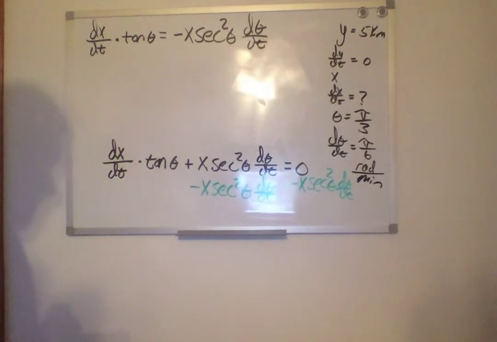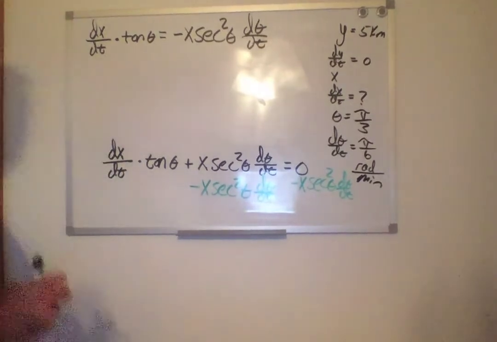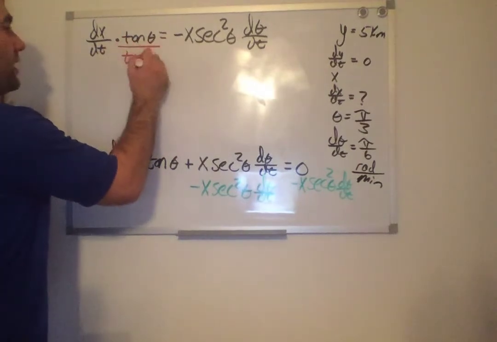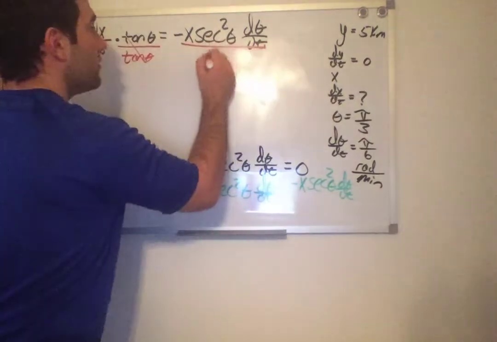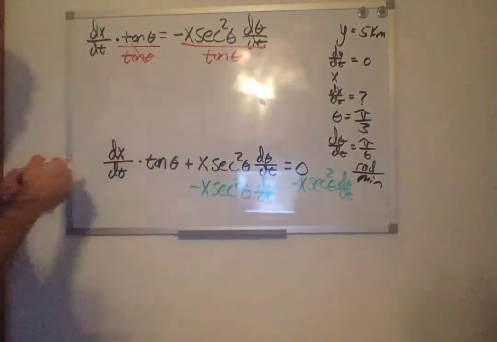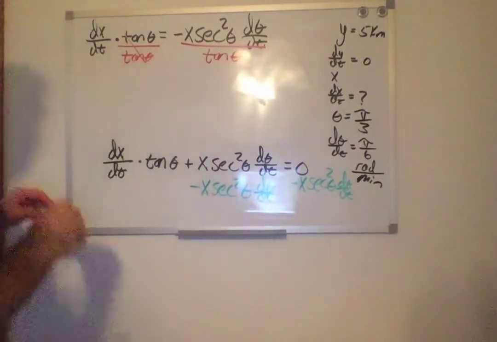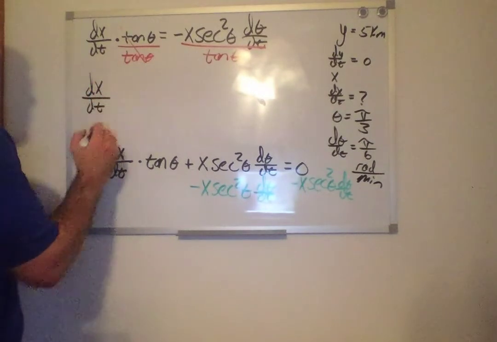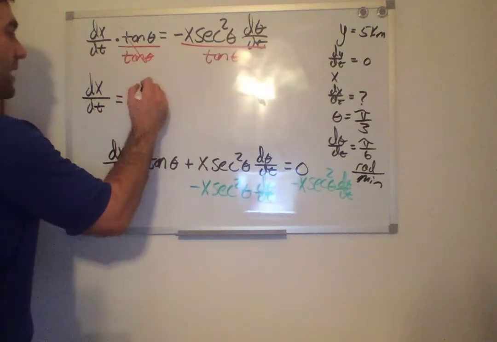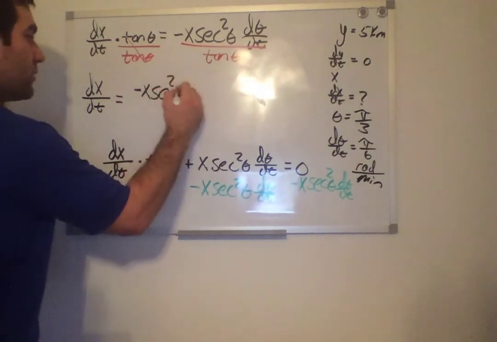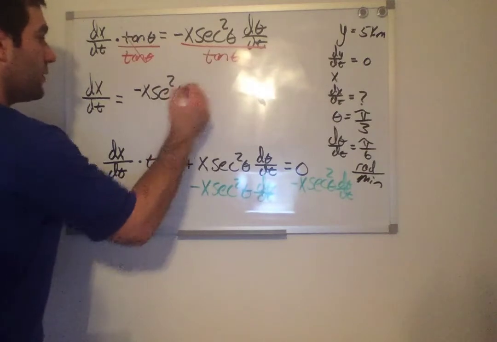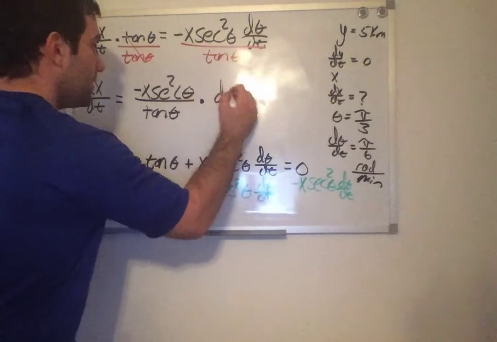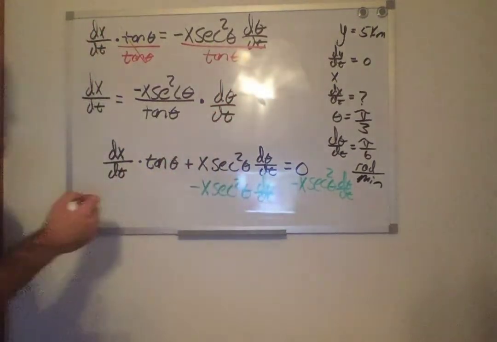So now if we want dx/dt, we've got one more thing to do, and that's just divide by tangent of theta. So we get a final result of dx/dt is equal to negative x secant squared of theta divided by tangent of theta times d theta/dt.